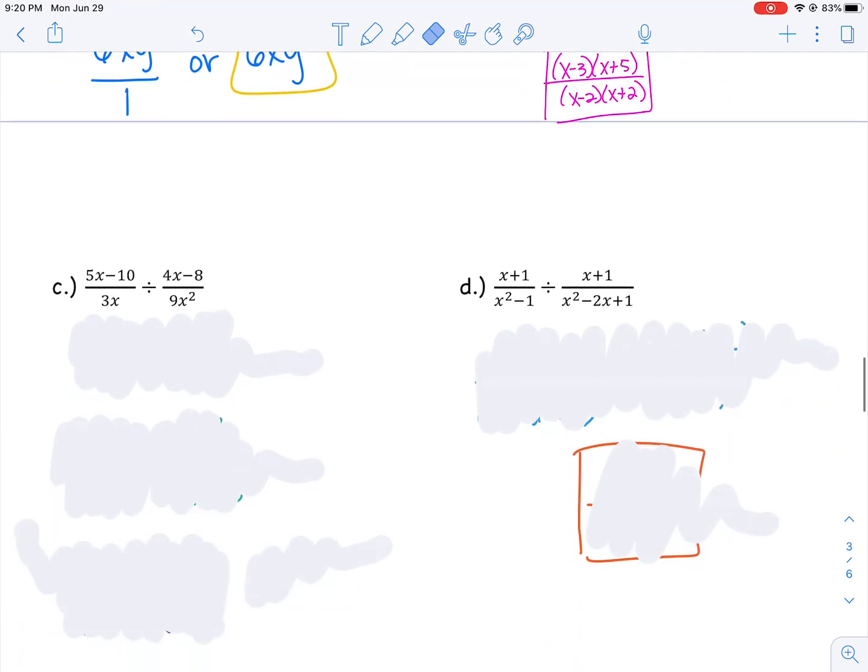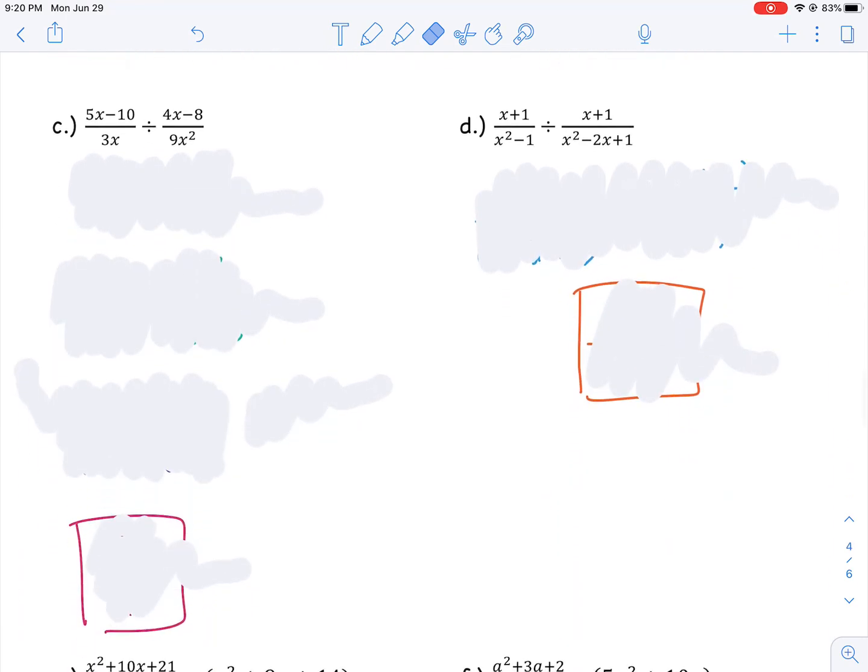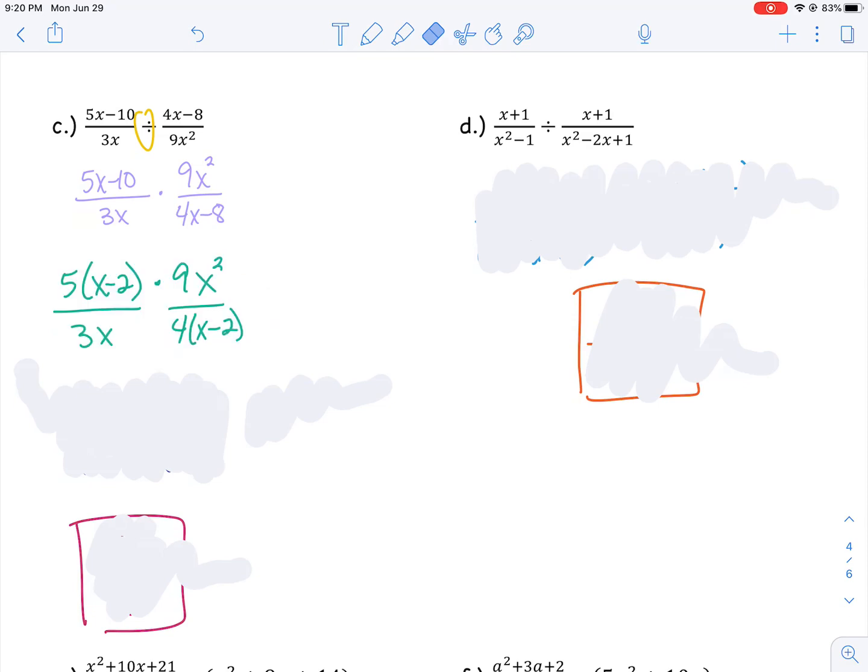All right, let's keep going. On C, I notice that I'm dividing, so instead I can change it to multiplying by the reciprocal. I'm going to go ahead and factor all of my pieces and write all of my numerators together and all of my denominators together. I noticed on the top left fraction, I can GCF out a 5, leaving me with an x minus 2. I also noticed on the bottom right fraction that I could GCF out a 4, leaving me with an x minus 2.